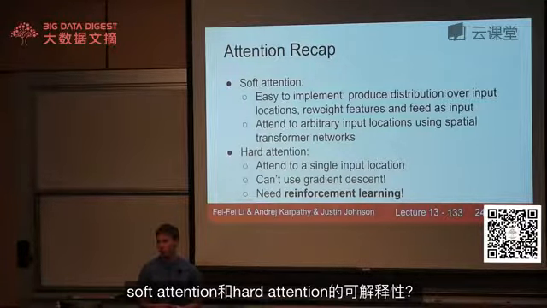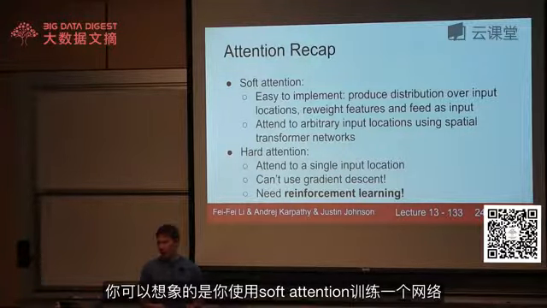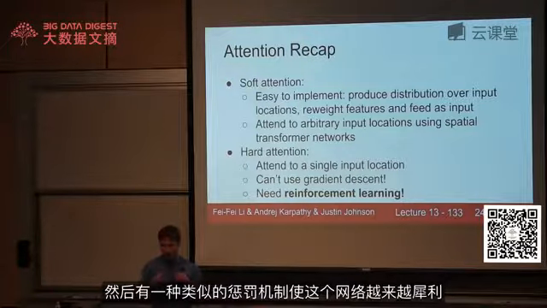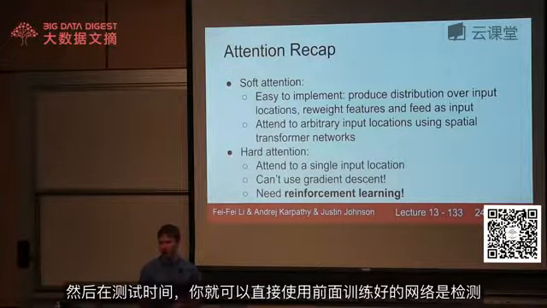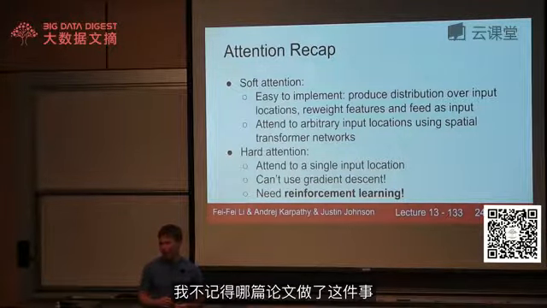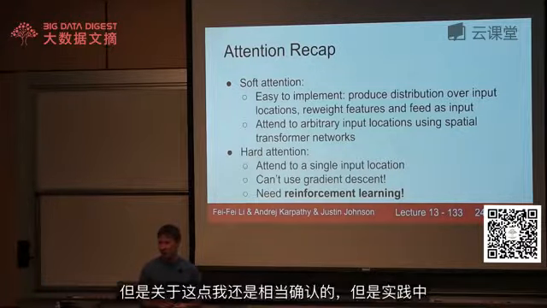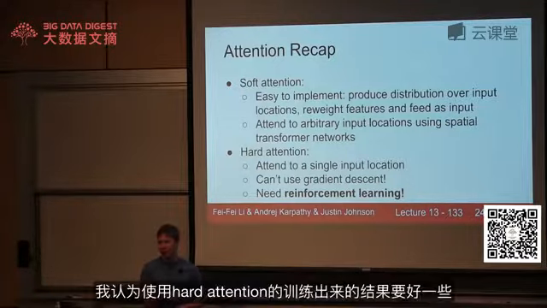Question: is there any interpolation between soft attention and hard attention? The question is about interpolating between soft attention and hard attention. One thing you might imagine is you train the network in a soft way, and then during training you penalize it to make that distribution sharper and sharper, and then at test time you just switch over and use hard attention instead. I can't remember which paper did that, but I'm pretty sure I've seen that idea somewhere. In practice, I think training with hard attention tends to work better than this sharpening approach, but it's definitely something you could try.